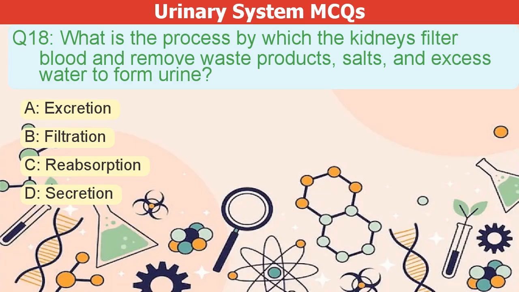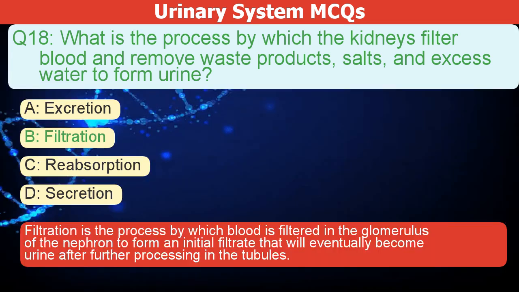What is the process by which the kidneys filter blood and remove waste products, salts, and excess water to form urine? A. Excretion. B. Filtration. C. Reabsorption. D. Secretion. The correct answer is B. Filtration is the process by which blood is filtered in the glomerulus of the nephron to form an initial filtrate that will eventually become urine after further processing in the tubules.